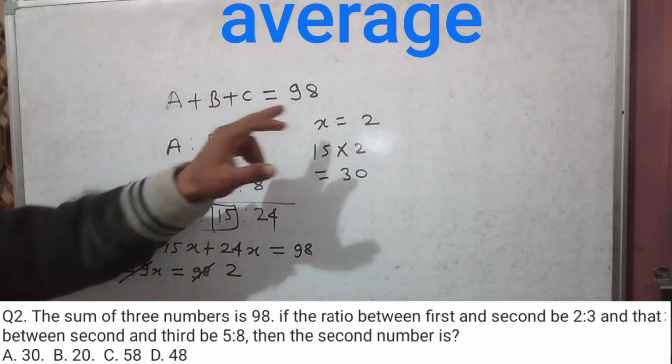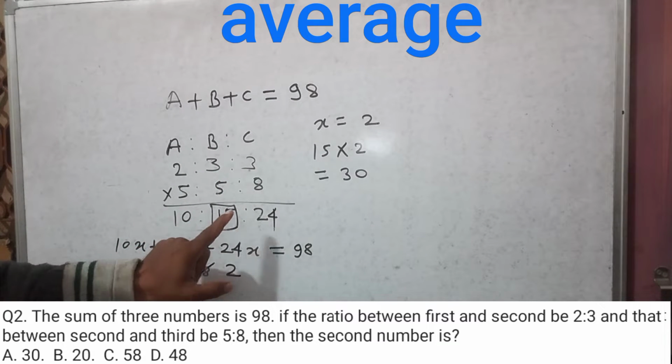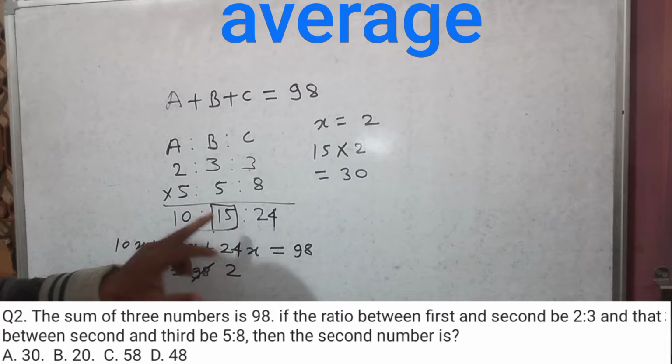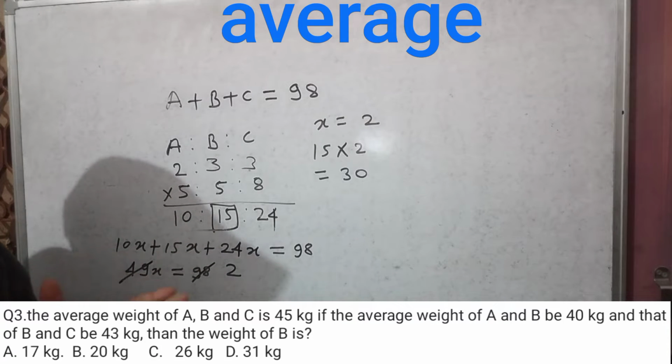A plus B plus C is 98. So 10 plus 15 is 25, 25 plus 24 is 49. 49x is equal to 98. So 49 times 2 is 98, right? We need to know what the second number is. The second number is 15x, so 15 times 2 is 30. Now let's move to the next question.